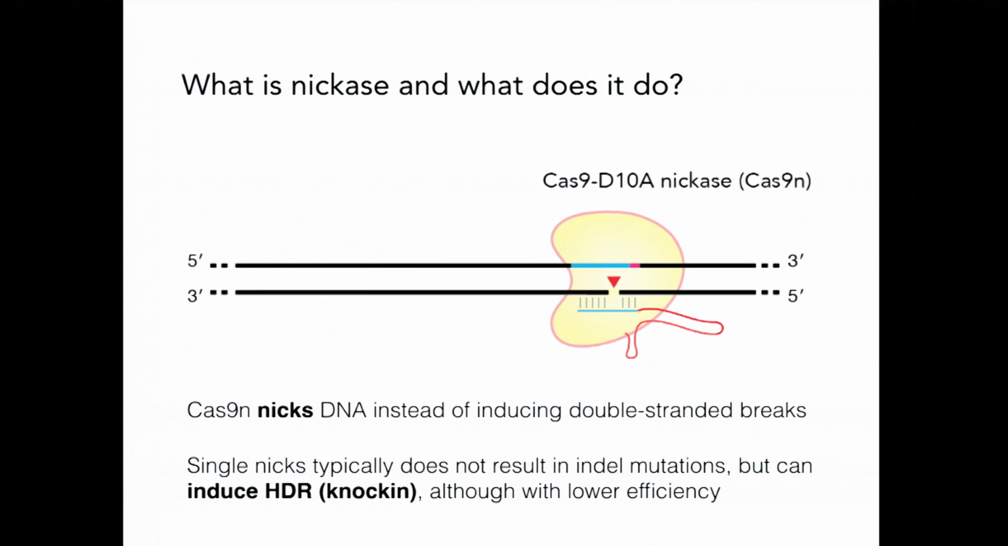So most of the time, you can use this to very specifically achieve homology-directed repair. The downside is that this often occurs with a much lower efficiency, but yeah, that's something to consider.